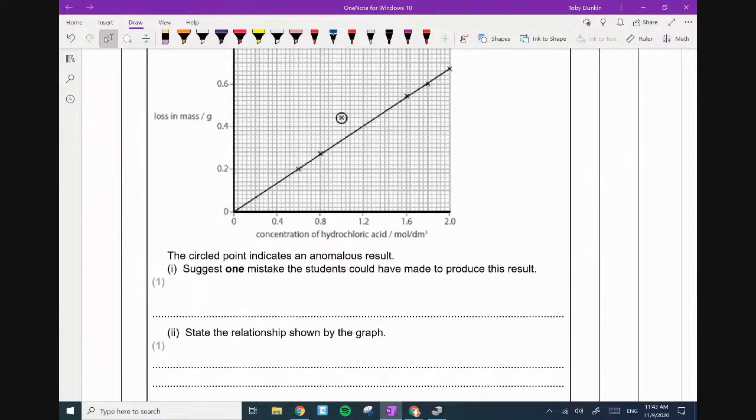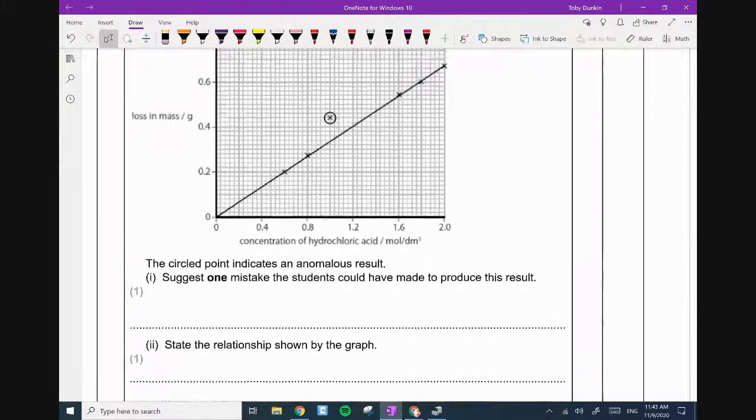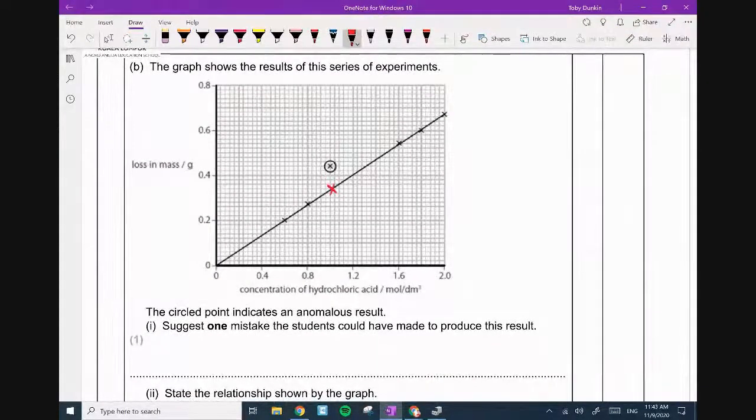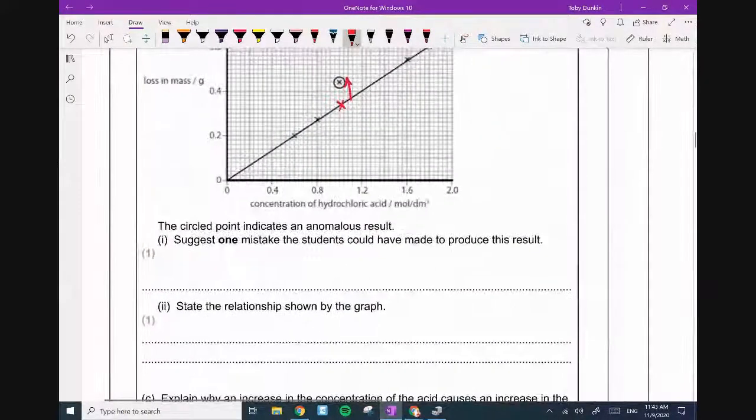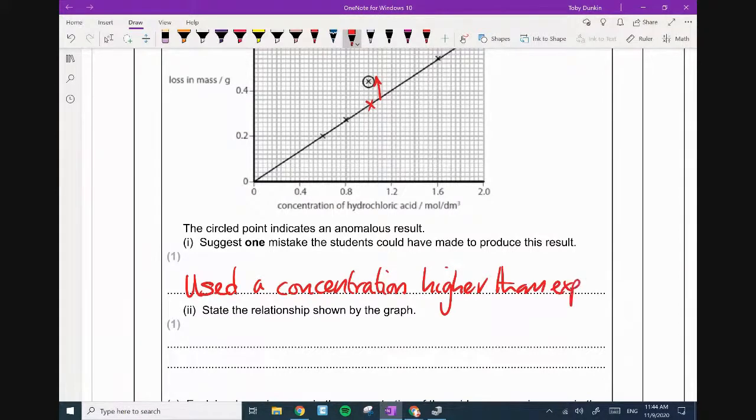There were a load of students who came up with an incorrect explanation for this. Suggest one mistake the student could have made to produce this result. So the result should have been here, but it was high. Lots of students, so the key things are: number one, top answer, used a concentration higher than expected. Top answer. Yeah, expected.